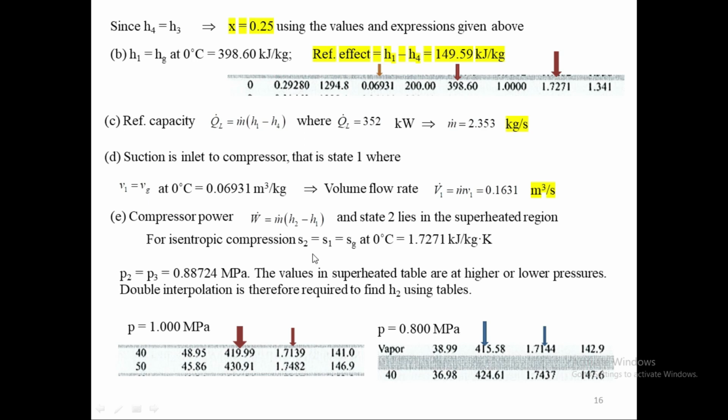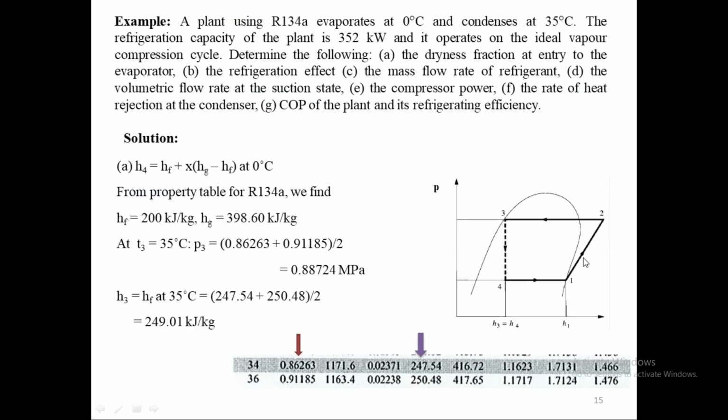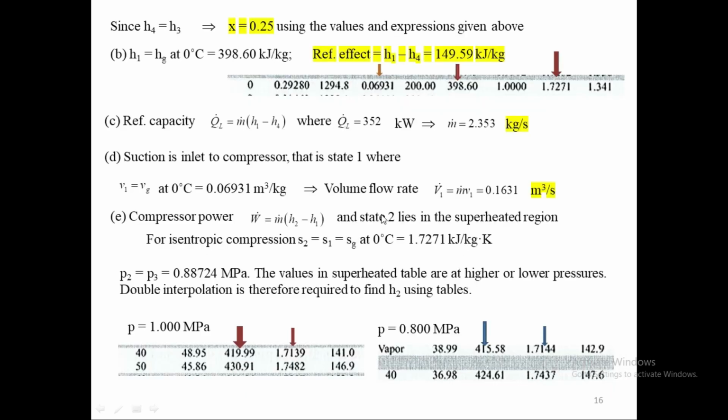For isentropic compression, S2 is equal to S1, which is equal to Sg at 0 degree centigrade. Because it is an isentropic process, the entropy at point 1 is equal to the entropy at point 2. We want to find the enthalpy at point 2. We find the entropy at point 1, say the same is the entropy at point 2, and then use that and the temperature we know here, 35 degrees centigrade, to find the enthalpy. So that's the idea.